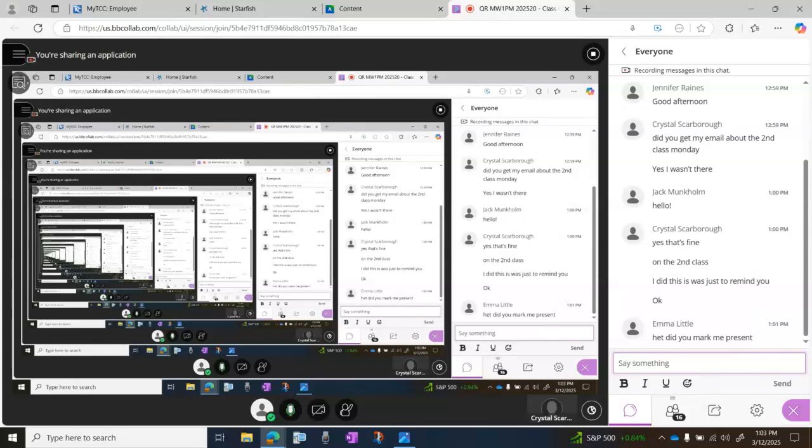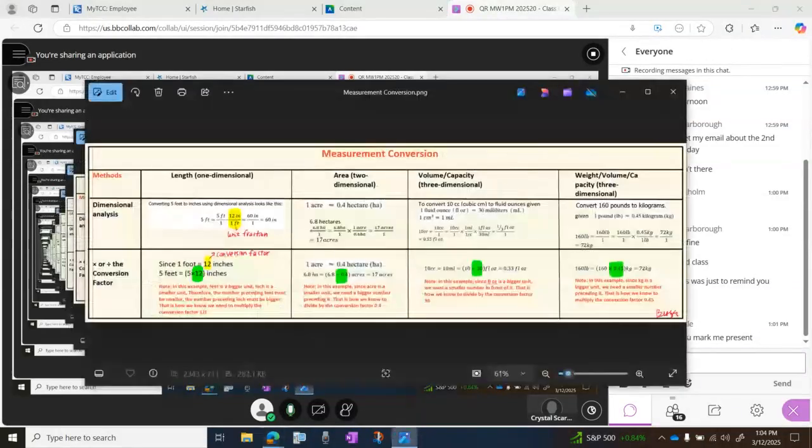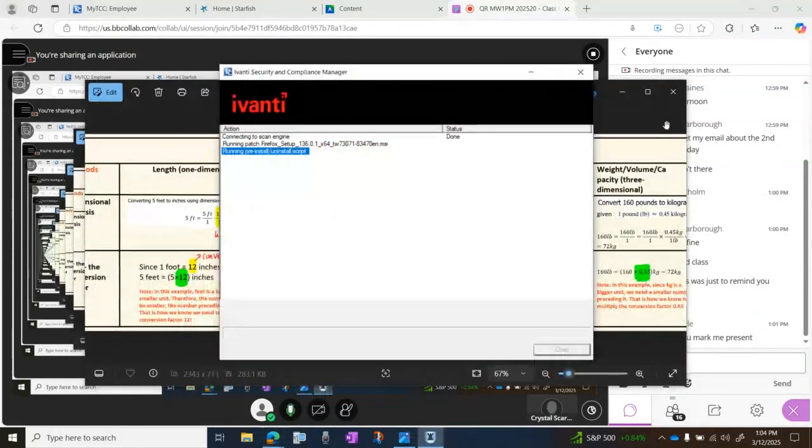We are not going to focus on specific measurements. We are going to focus on the method to convert between measurement units. So firstly, I want to show you my table now. By the way, I have this posted in the Blackboard.